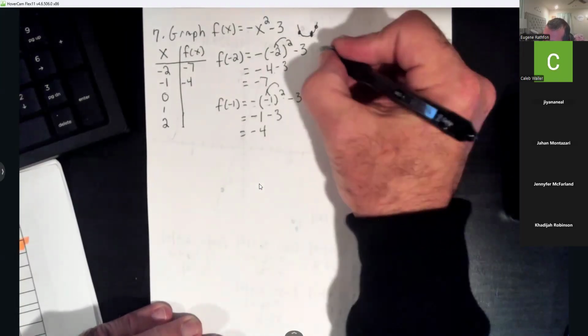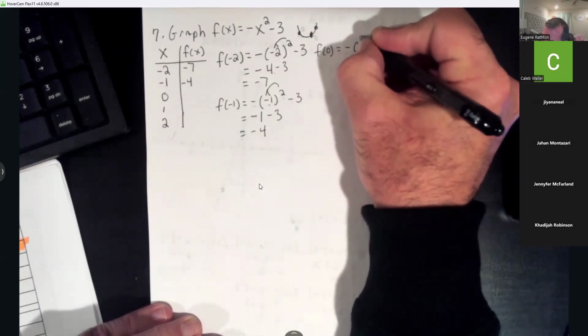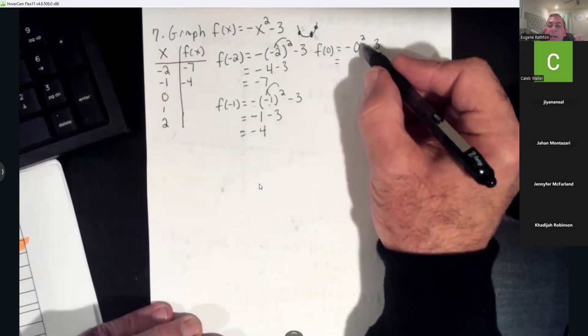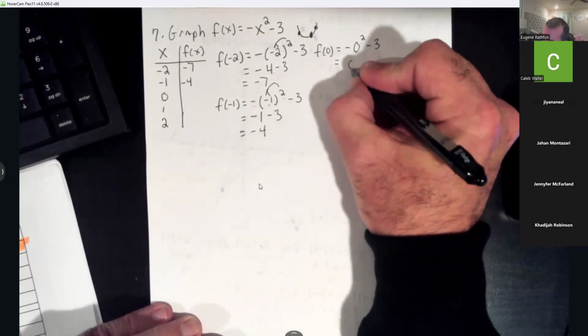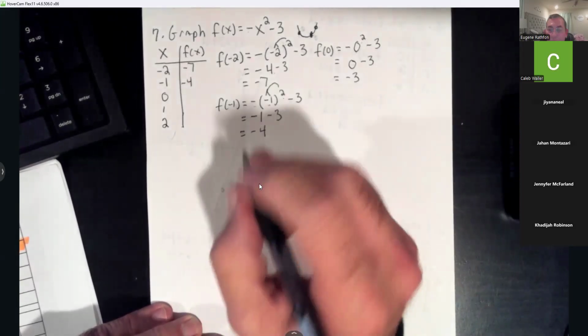All right, y'all, f of 0 is a negative times 0 squared minus 3. All right, 0 squared is 0, times that negative is 0. So you're going to get 0 minus 3, which is -3.